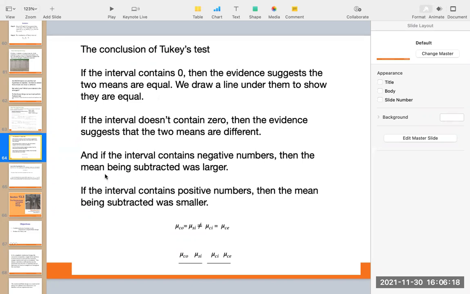And then if we look closer at that interval, if the interval contains only negative numbers, then it means that the one that we were subtracting was the larger mean. And if the interval contains only positive numbers, then the mean that was being subtracted was smaller.